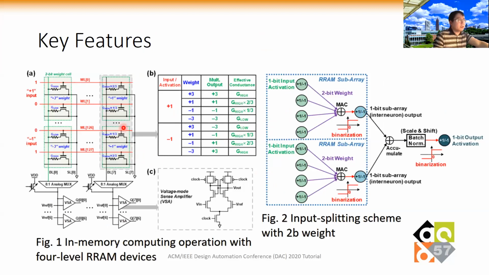So here are some key features of this design. To implement, let's say, the 4-level weight, we need to program those cells with different conductance states, and we use 4 states to represent that. I will skip the details. This work was recently accepted by the IEEE Solid-State Circuits Letters.